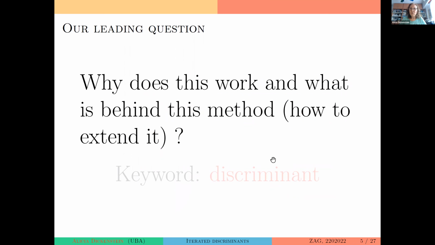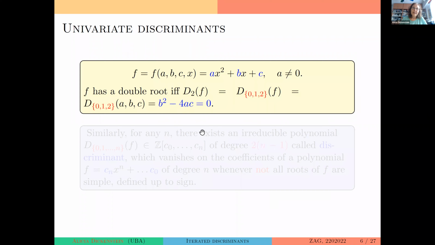And so the question is, why does this work, what is behind these methods, and how can we extend them? And of course, the keyword is discriminant, that we saw in the title. So assume you all know what a univariate discriminant is. For a polynomial of degree 2, it is not a function of one polynomial, but something attached to the family of all polynomials of degree 2 in one variable. It's a family of polynomials, and the parameters are a, b, c, which are the coefficients.